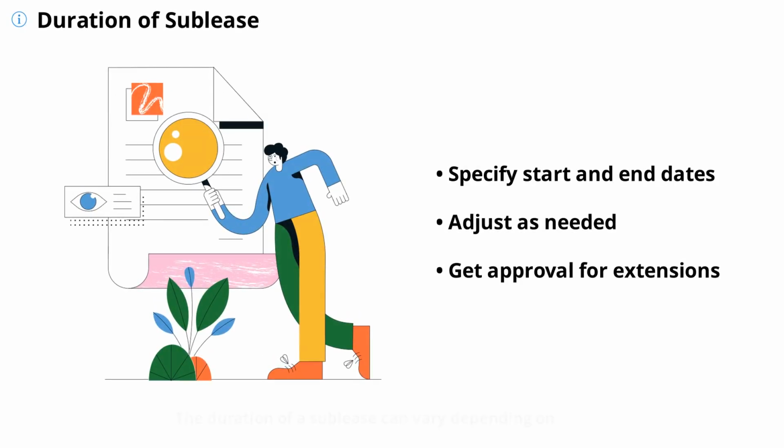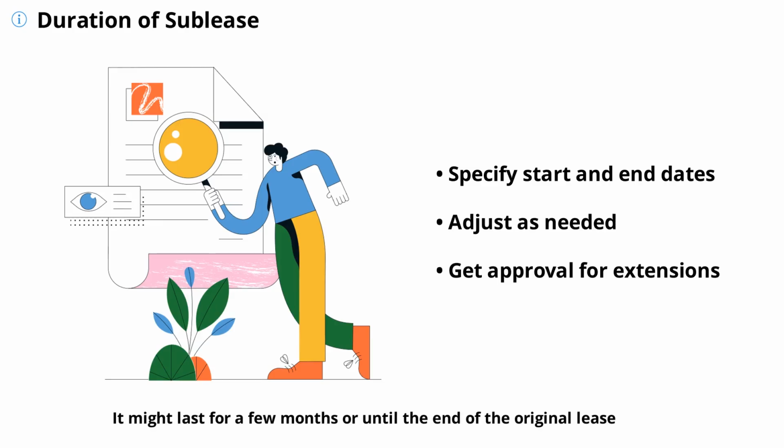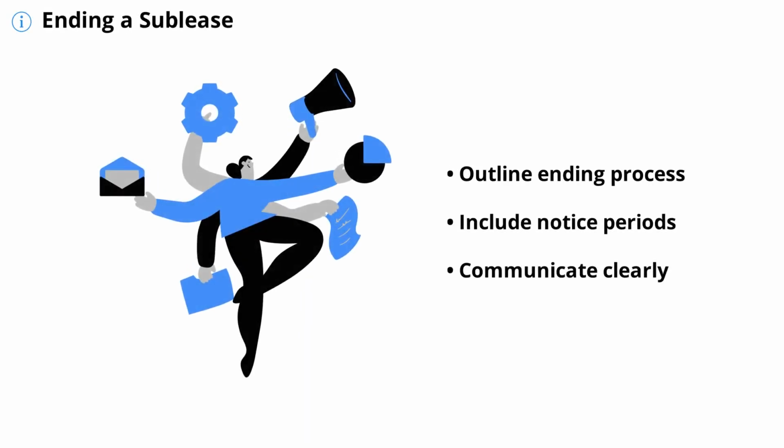The duration of a sublease can vary depending on the needs of the original tenant and the subtenant. It might last for a few months or until the end of the original lease. Be sure to specify the start and end dates in the sublease agreement. If the subtenant wants to stay longer, a new agreement may be needed, and the landlord's approval may be required again.